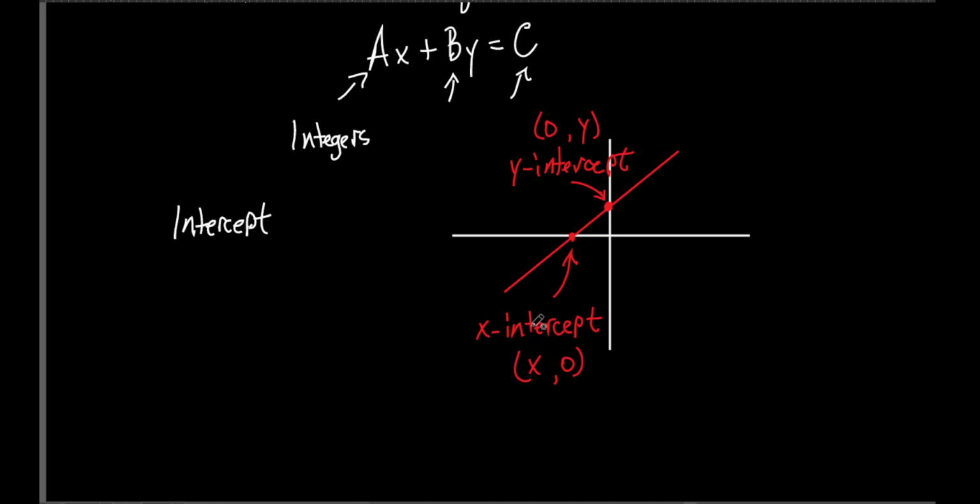So now that you know that, what we're going to do, in order, they're going to give you an equation that's in this form right here. And the first thing they're going to do is they'll put some numbers in here. So there'll be a number in for A, a number in for B, and a number in for C. What they're going to ask for is for you to find the x-intercept and the y-intercept.